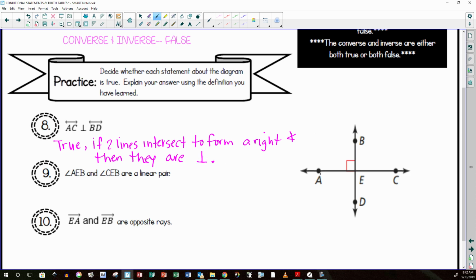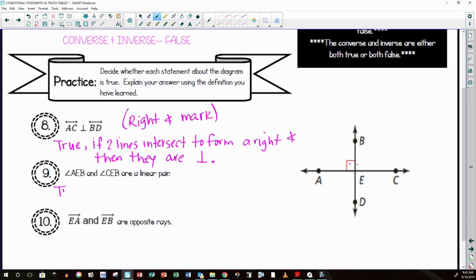And how do I know that they're perpendicular? Because there's the right angle mark. So that's how I know, by looking at the picture. My eyes see the box and I know that's a right angle automatically. Okay, what about angle AEB? So AEB is this angle with the right angle box. And CEB, which would be this side over here, are a linear pair.